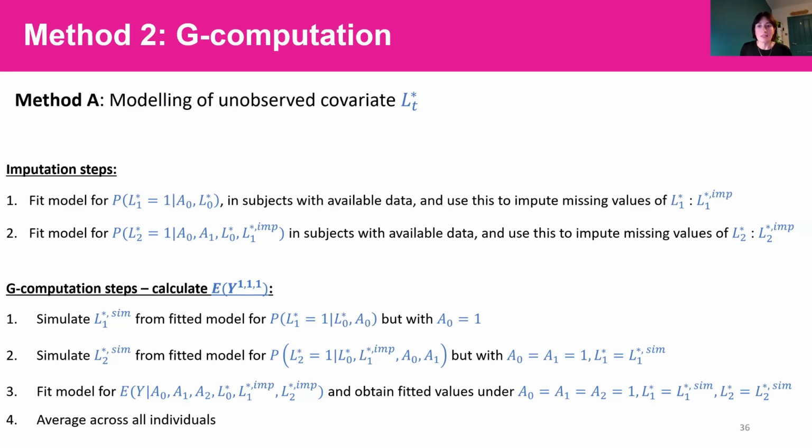Finally, we take the fitted model for Y, given the observed data, and obtain fitted values under the treatment intervention of interest, so with A0, A1, and A2 set to 1, and with L1 star and L2 star set to their simulated values. This gives us the potential outcomes for Y, and we can simply average over all individuals. We can use bootstrapping to allow for uncertainty in imputing the unobserved L star.